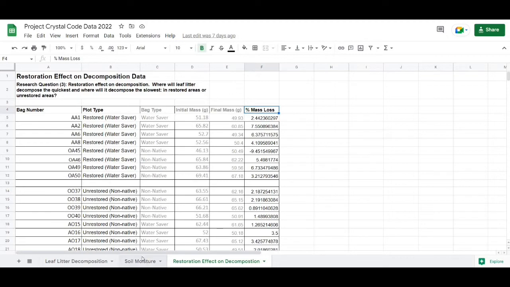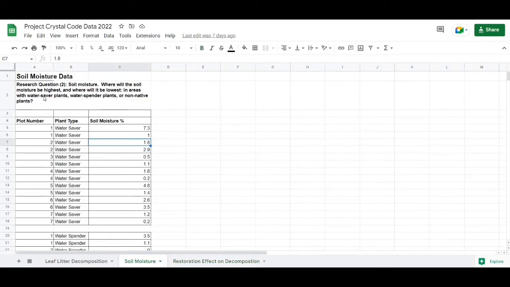Our last question asks, where will soil moisture be the highest and where will it be the lowest? In areas with water saver plants, water spender plants, or non-native? And again, our table shows us plot number, which is the number of the plot where the bags were retrieved from. Plant type talks about the different type of plants that are being measured.